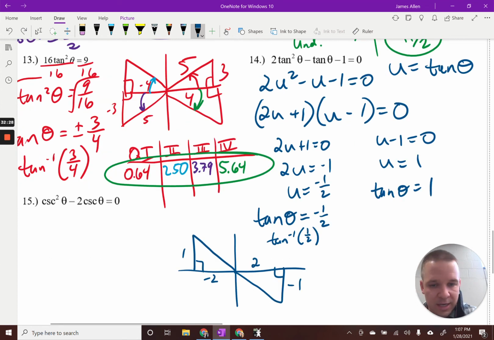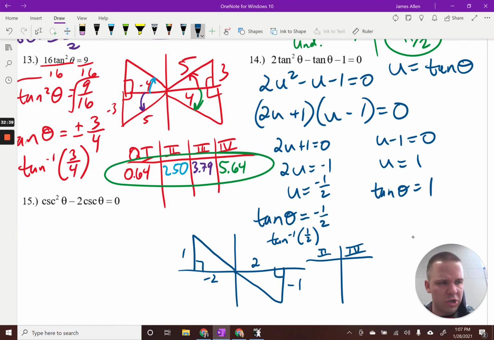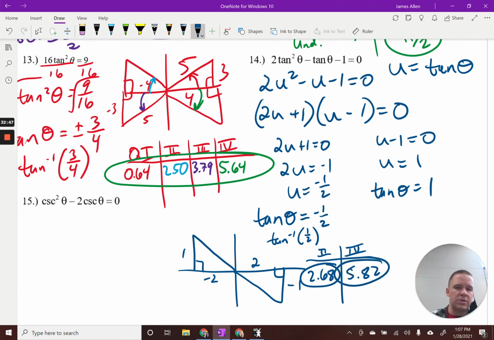So in my second quadrant, this was, and I'll put that answer here. I'll do quadrant 2 and quadrant 4. Since we have so many solutions here, I think a little chart might help. So this is 2.68, and then 5.82 is the other one. Awesome. So there's my 2 solutions in quadrant 2 and 4, which is where tangent is negative. I used that positive reference to help me get there.